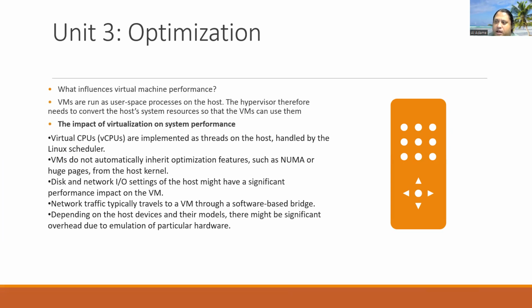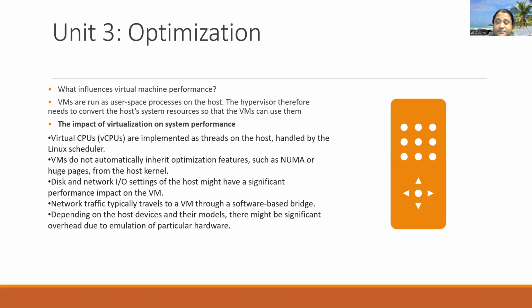Virtual machines are run as user space processes on the host, right? Because you set it up: how much hardware space are you using, how much RAM do you want to give it, how many cores do you want to give it, et cetera. The hypervisor therefore needs to convert the host system's resources so that the virtual machines can use them. The impact of virtualization on system performance.